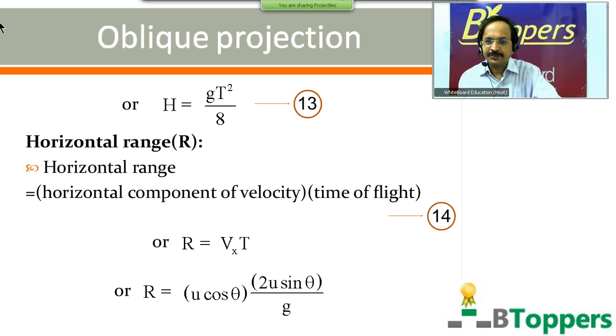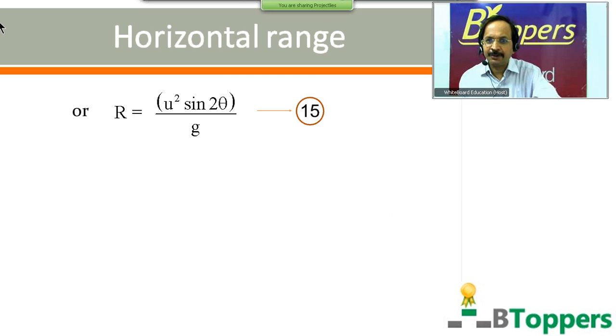So this you can write 2 sin theta cos theta. You can write sin 2 theta from elementary trigonometry. So you can write horizontal range R equal to u square sin 2 theta by g.